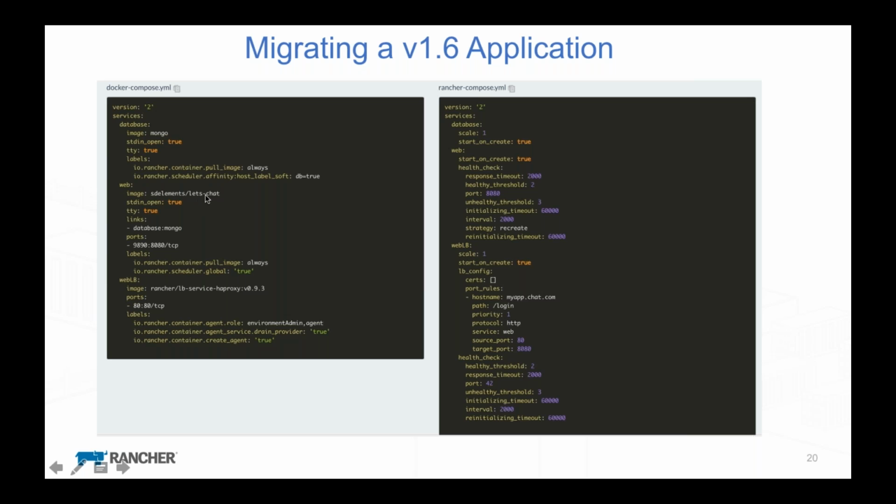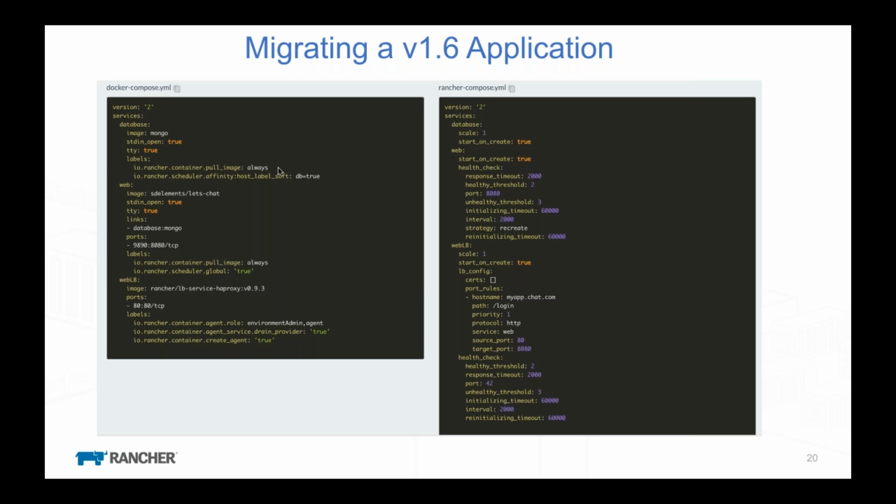So I have a Let's Chat application here. The web service is running the image Let's Chat, and it has exposed the port. It's a private container port 8080 onto the public host port 9890. Also, in the label section, this particular service is using the io.rancher.scheduler.global label, which means that in Rancher 1.6, this label tells Rancher to deploy this service as a global service.